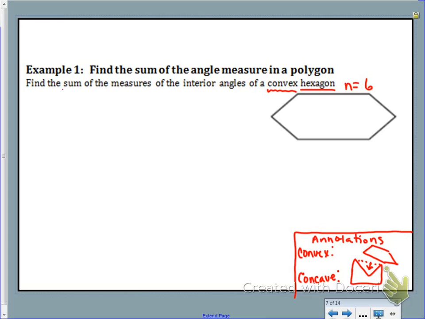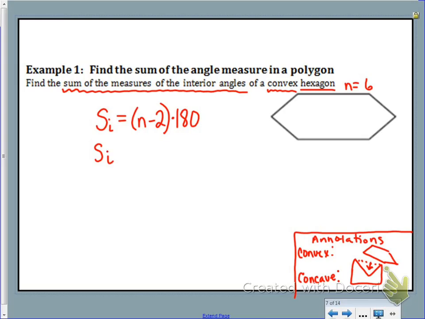Now the key is we're not finding one angle, we're finding the sum of the interior angles. So we're going to start with the formula that says S sub I, sum of the interior angles, equals (n minus 2) times 180 degrees. So S sub I is equal to, in this case, 6 minus 2, because 6 is the number of sides, times 180. Go ahead and evaluate that. I'll give you a moment to pause your video and find that value.